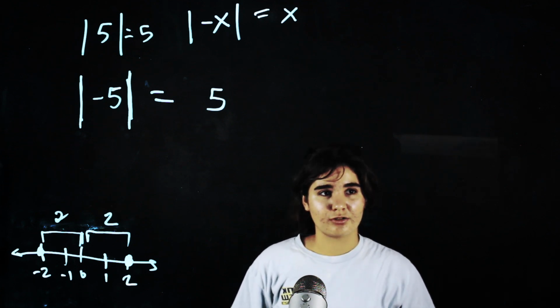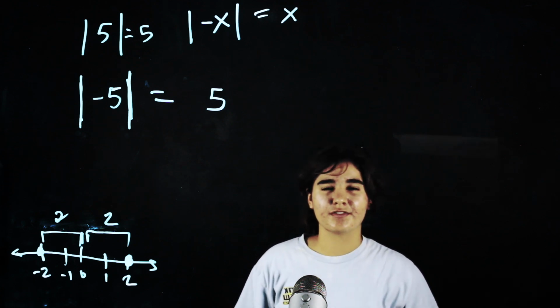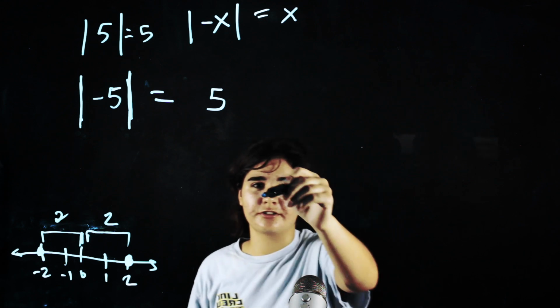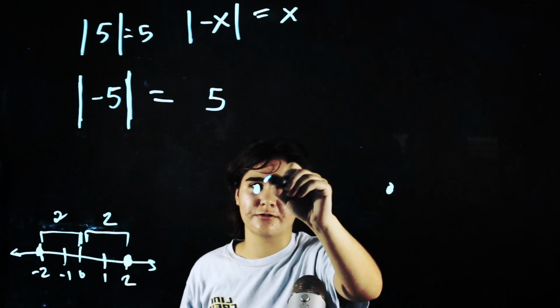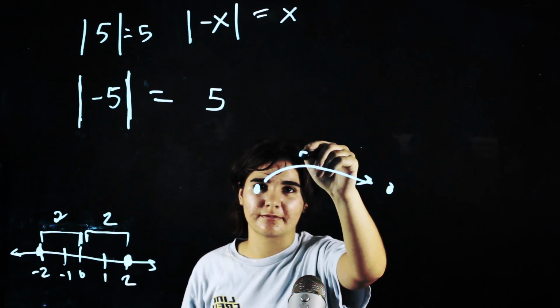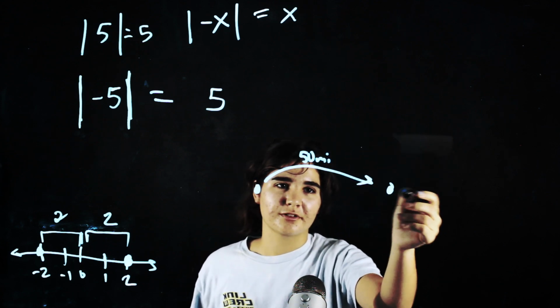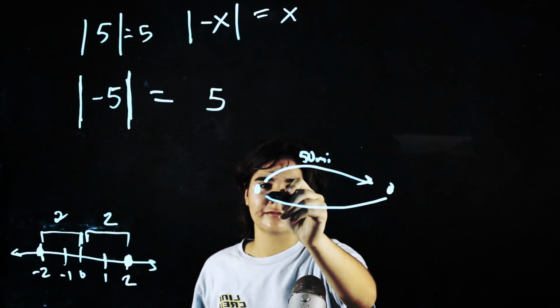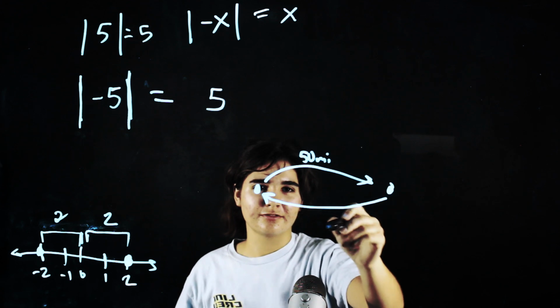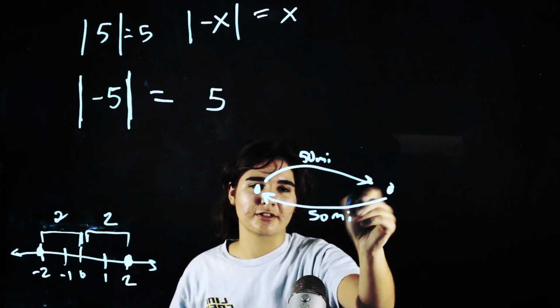Like if you were driving to Disneyland and it's like 50 miles from your house, so here's you, here's Disneyland, and you go there, 50 miles. Well, then you also have to come back at the end of the day. I know it's sad, but you do. And that's still 50 miles, even though it's the opposite direction.